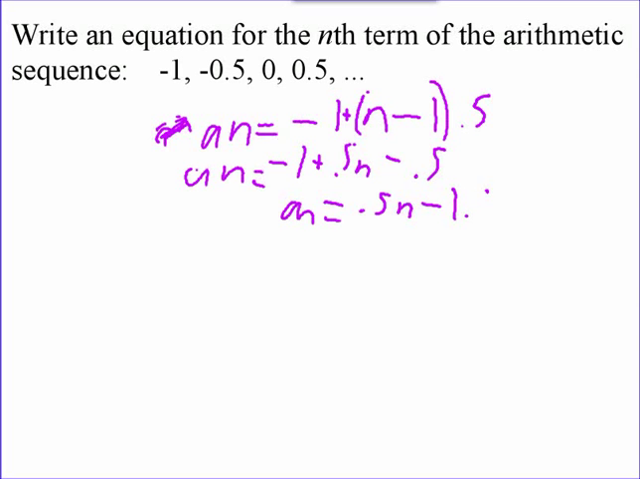Okay, nice job. There you go. There's your formula. It should be 0.5n minus 1.5. So, follow up. I want you to find for me the 10th term. Find the 10th term.